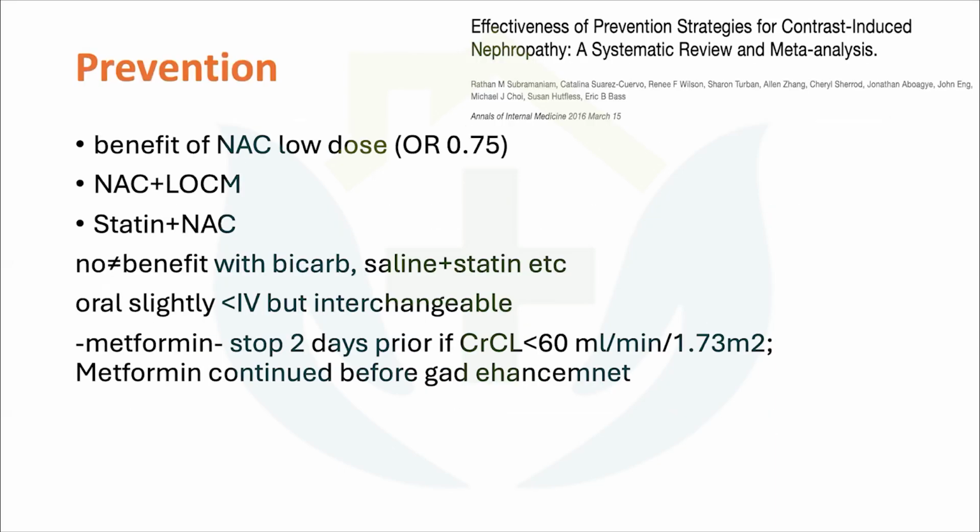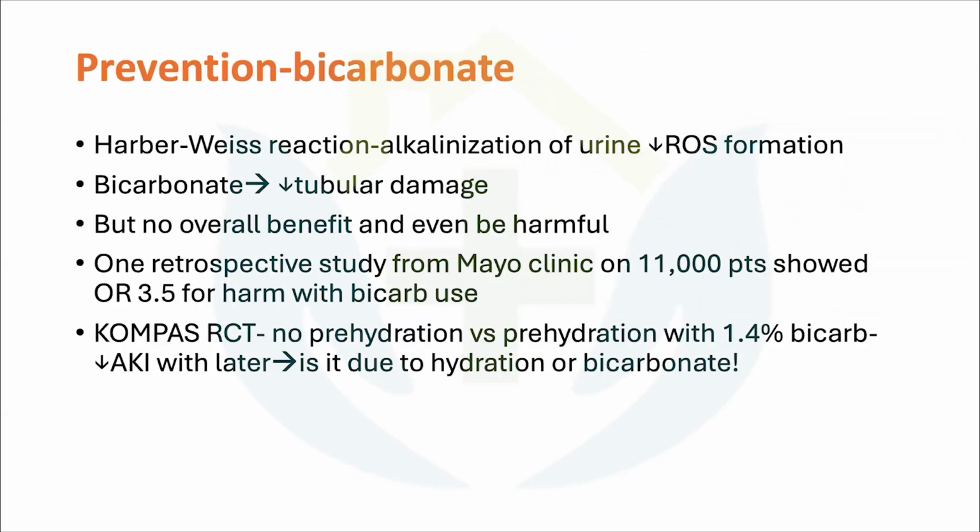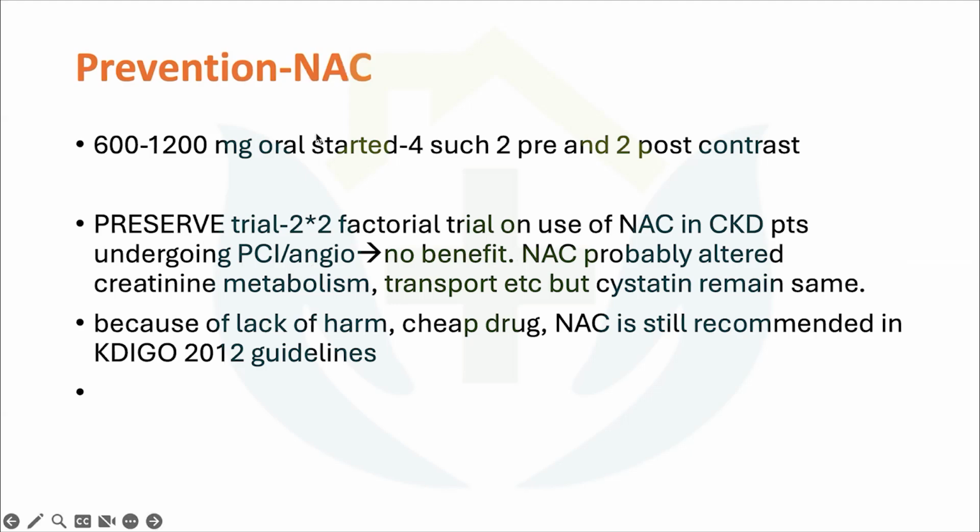Coming to NAC, N-acetylcysteine. Benefit from NAC was usually seen initially, and there are some studies which show that NAC was beneficial. The dose, which I have mentioned in another slide, is usually 600 to 1200 milligrams oral capsule. Generally, we give two before the procedure and two after the procedure. There was one trial, the PRESERVE trial, a 2:2 factorial trial based on NAC, soda bicarb, and saline, which showed that NAC probably was associated with some benefit in reducing the risk of contrast associated AKI.